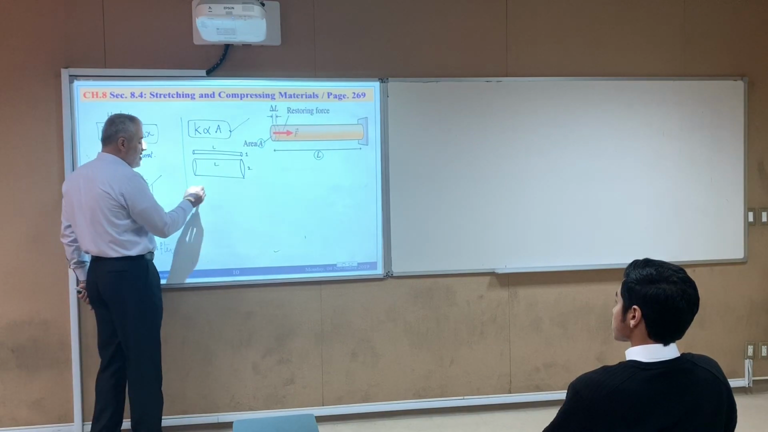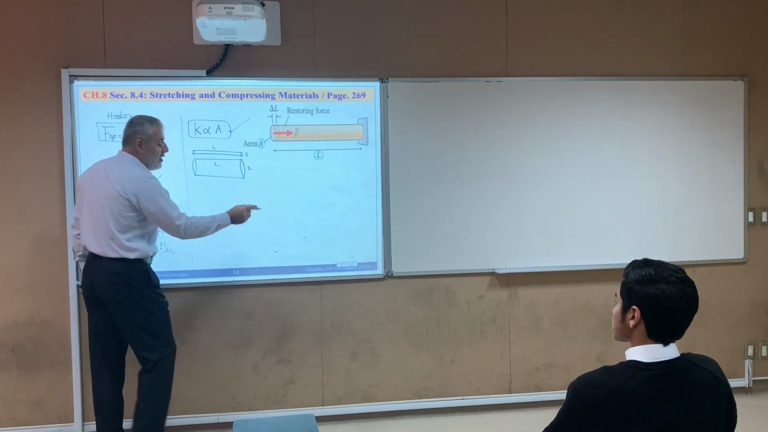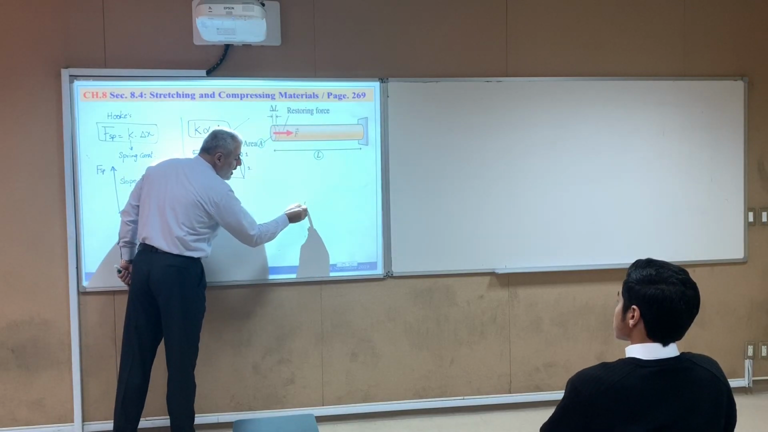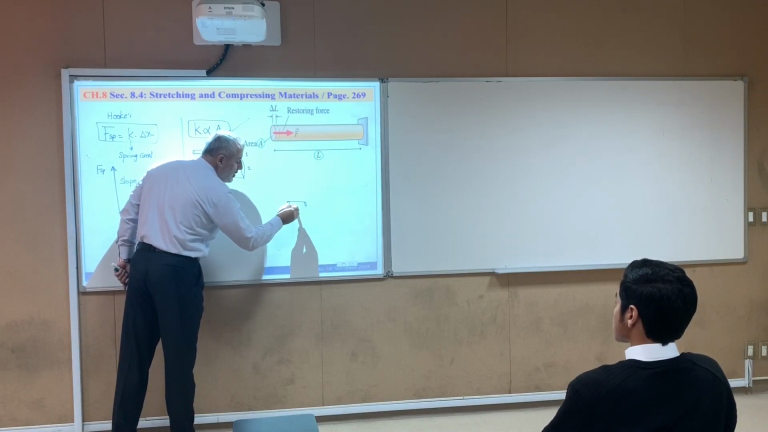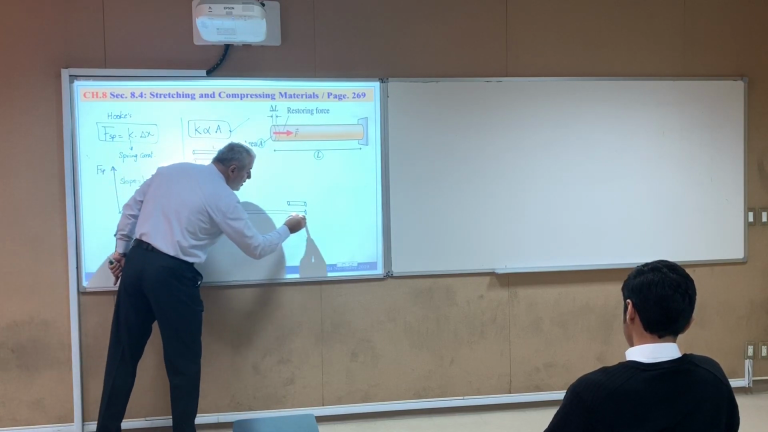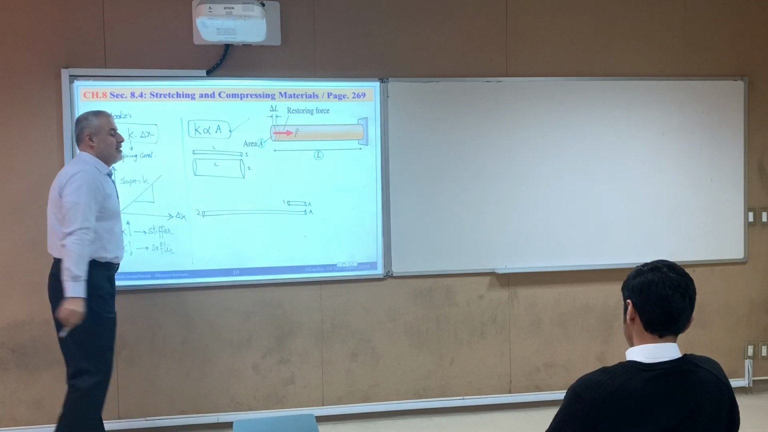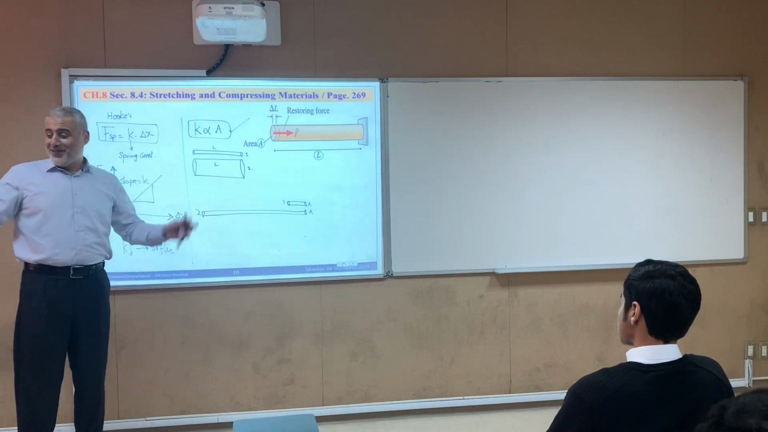Now let's talk about K and L. I need K and L here. I will ask this question: you have two rods, this one and this one. They have the same cross-section area. Which rod can you bend easier? 2. Wow, why 2?